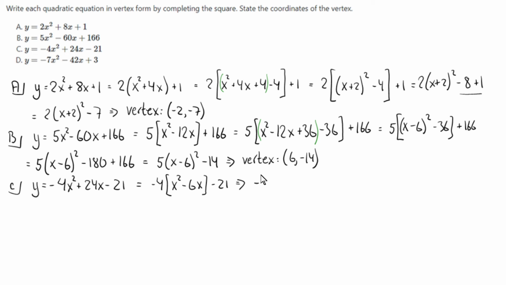Then we're completing the square to create our perfect square trinomial, which is going to give us x squared minus 6x. Half of 6 is 3. 3 squared is 9. So plus 9 minus 9. We have our perfect square trinomial right there. We go ahead and factor it, which is going to give us x minus 3.